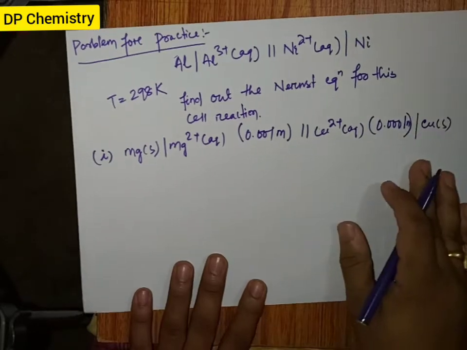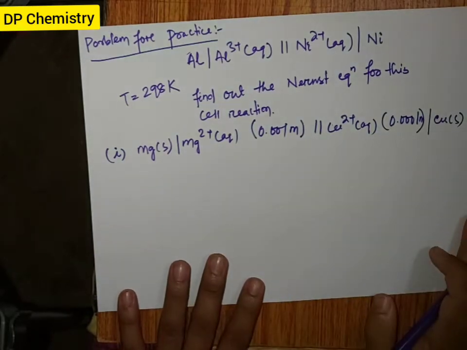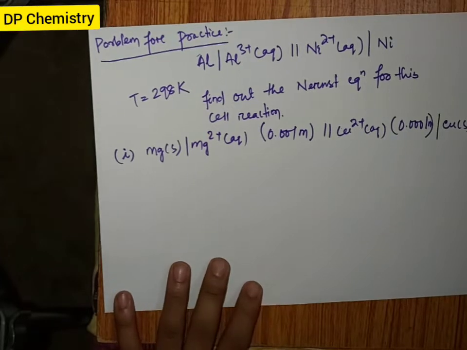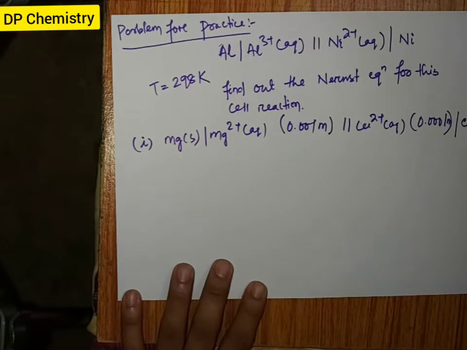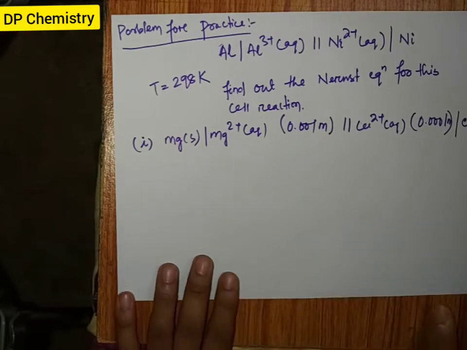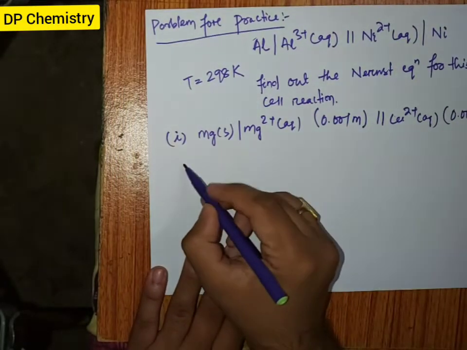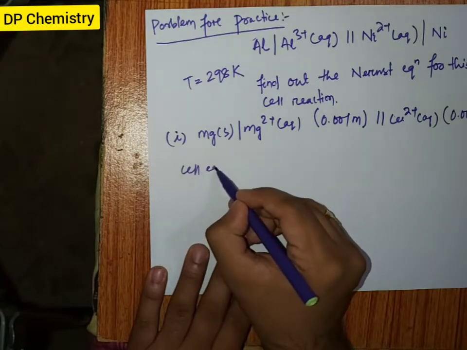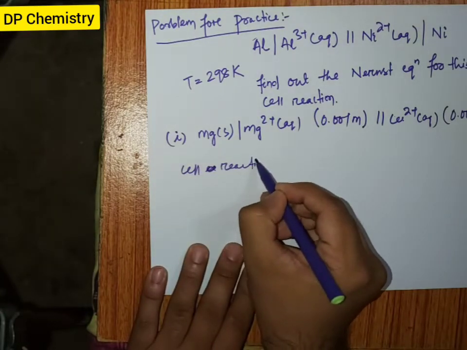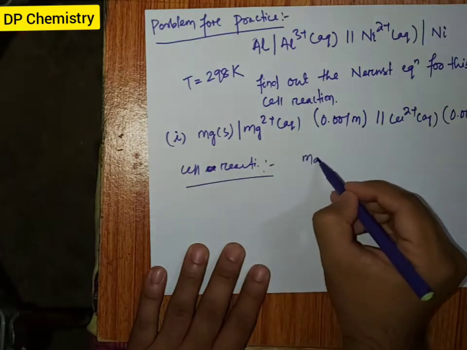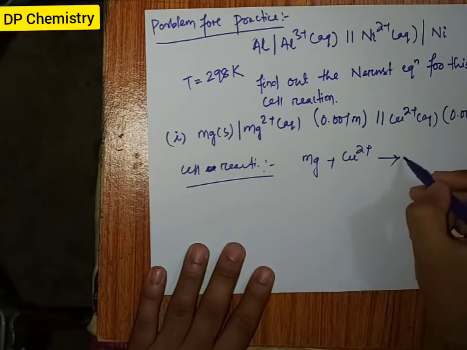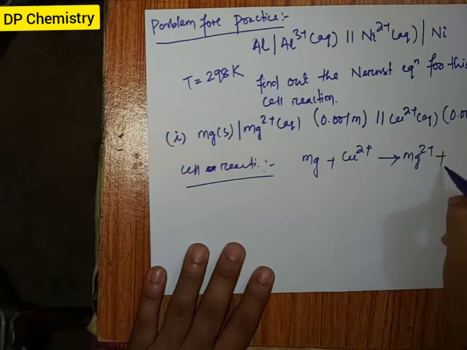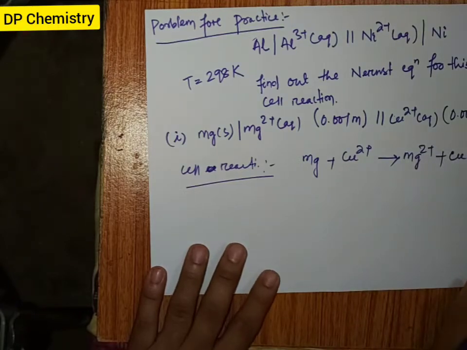Cu solid. So this is the cell representation we have been given. First we have to write down the equation, right? So the cell reaction will be found to be Mg plus Cu2+ gives Mg2+ plus Cu, right?